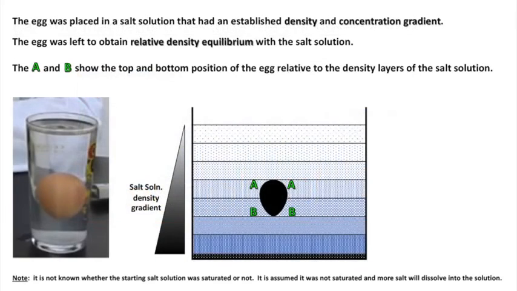The egg was placed in a salt solution that had an established density and concentration gradient. The egg was left to obtain relative density equilibrium with the salt solution. The A and B show the top and bottom position of the egg relative to the density layers of the salt solution. Note: it is not known whether the starting salt solution was saturated or not. It is assumed it was not saturated and more salt will dissolve into the solution.